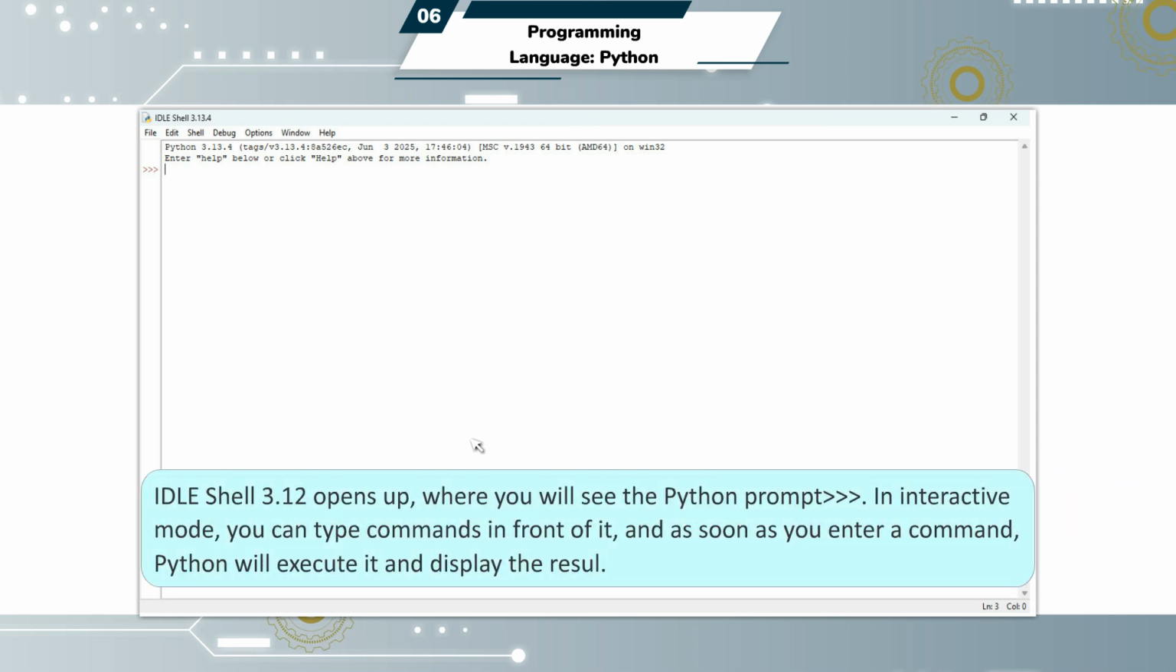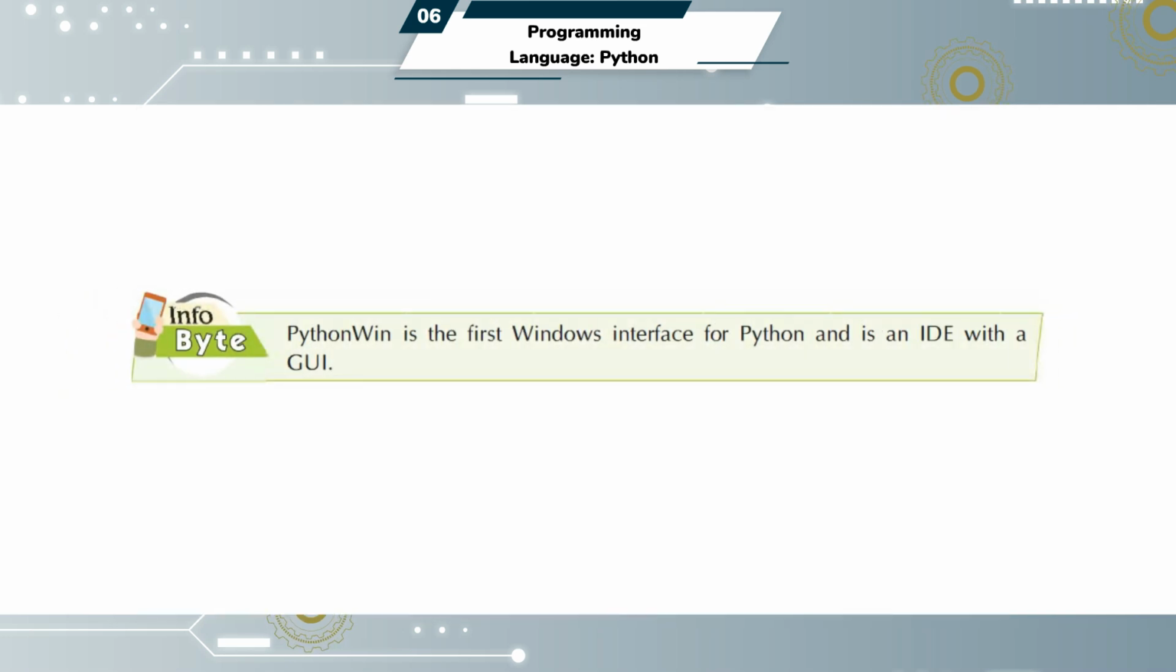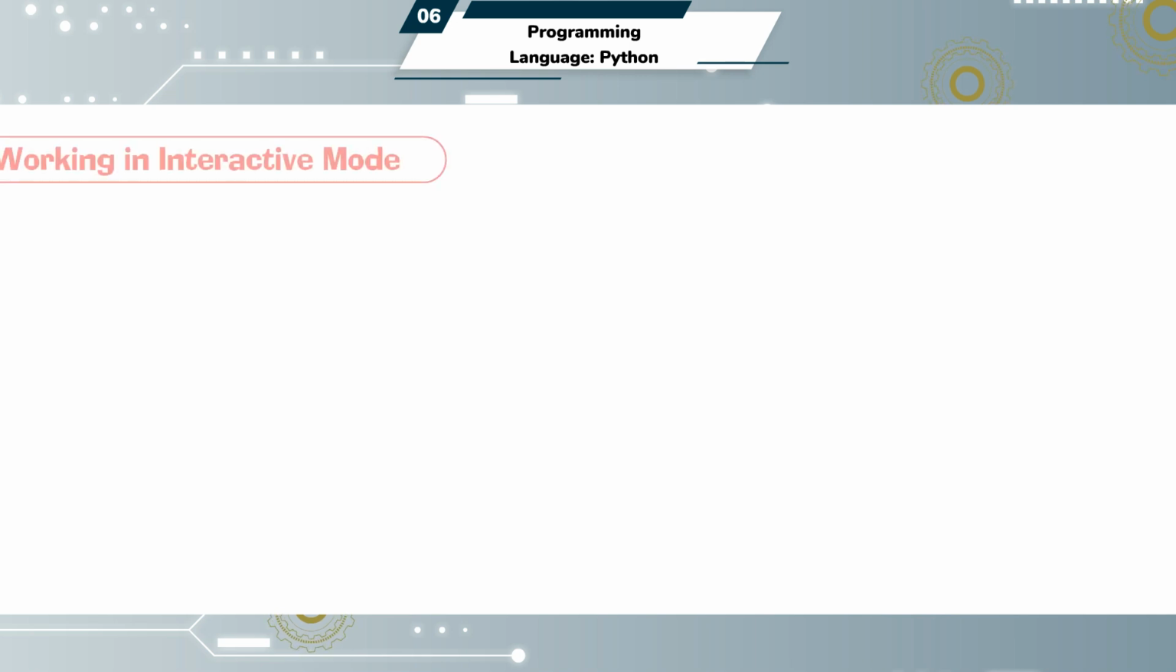IDLE Shell 3.12 opens up, where you will see the Python prompt. In interactive mode, you can type commands in front of it, and as soon as you enter a command, Python will execute it and display the result. Info Byte. PythonWin is the first Windows interface for Python and is an IDE with a GUI.